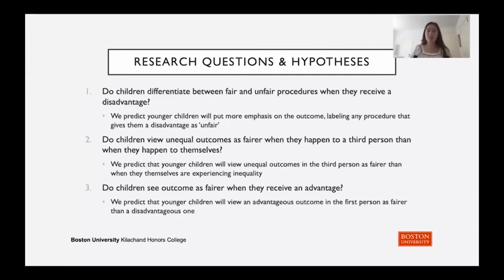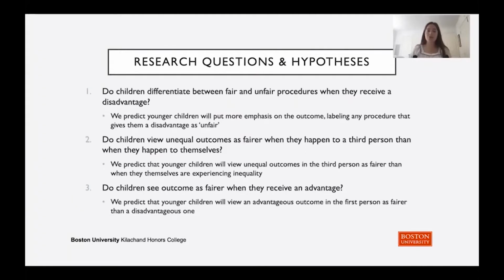So we had 3 primary research questions that we wanted to tackle here. Our first asked, do children differentiate between fair and unfair procedures when they receive a disadvantage? Here we predict that younger children will put more of an emphasis on the outcome, labeling any procedure that gives them a disadvantage as unfair.